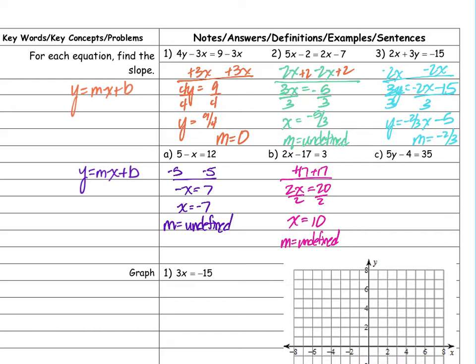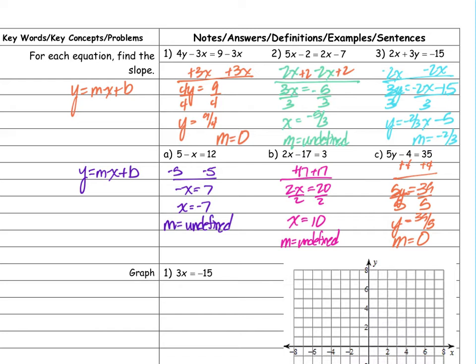And then the last one, I'm going to add 4 and 5y equals 39. Divide by 5. So y equals 39 over 5. Now this equation, I have a y, but I have no x. So if I have a y with no x, that means it's a horizontal line, and that means my slope is 0. All horizontal lines have a slope of 0. Okay, is there any questions?